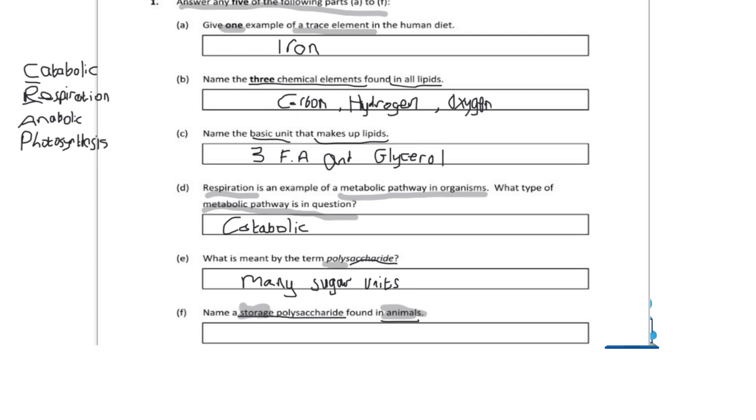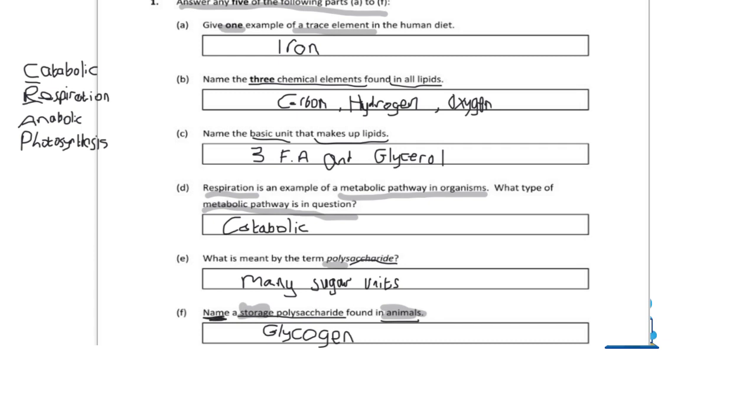We need to know a structural polysaccharide in plants, which is cellulose. We need to know a storage polysaccharide in plants, which is starch. And we also need to know a storage polysaccharide found in animals. And hopefully you've concluded that the storage polysaccharide found in animals is called glycogen, which is a store of glucose in the human body. And glycogen is found in the muscle and the liver in the human body. But that's all you need to say, because again, they're just asking you for the name.